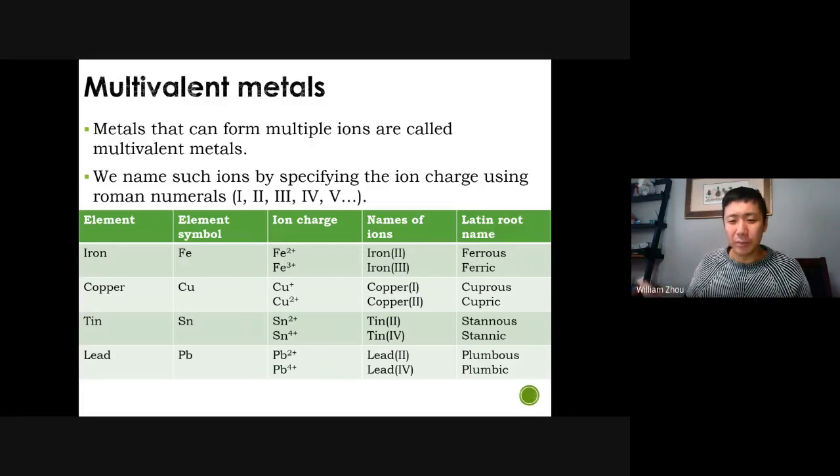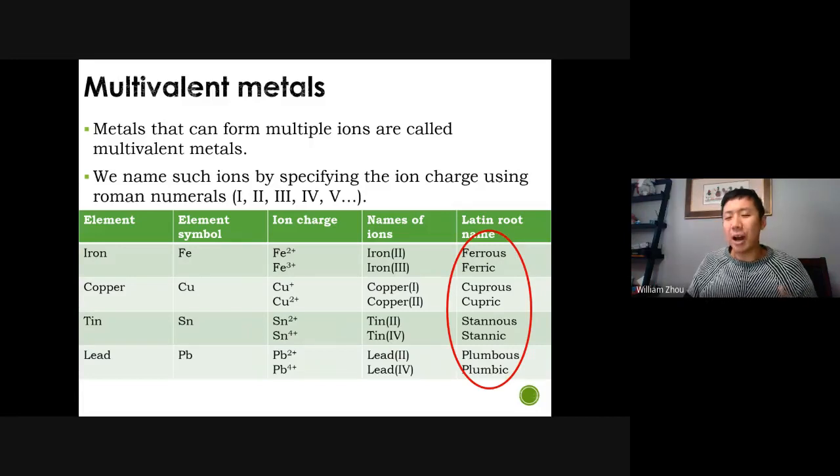And if you look, the Latin root names for iron 2 is ferrous, iron 3 is ferric, copper 1 is cuprous, copper 2 is cupric, stannous, stannic, plumbous, plumbic. If you are the smaller charge, like 2+ instead of 3+, 1+ instead of 2+, you are designated the OUS: the ferrous, the cuprous, stannous, plumbous.